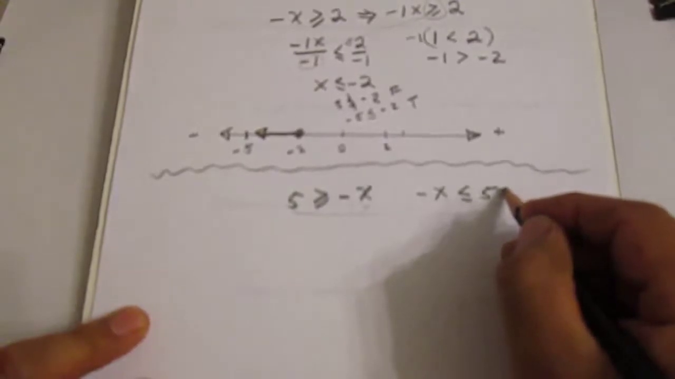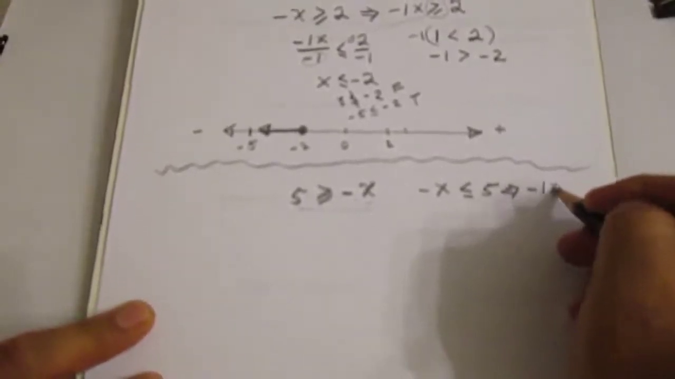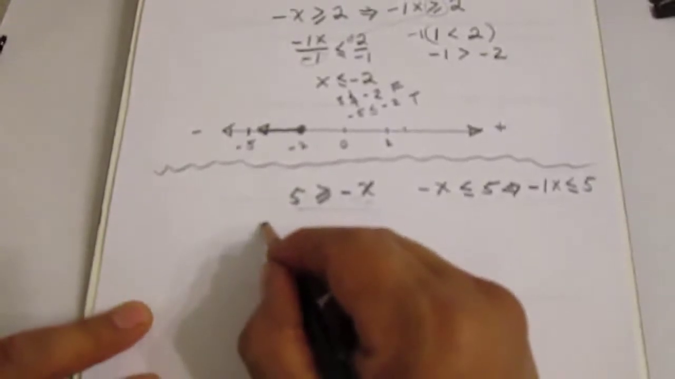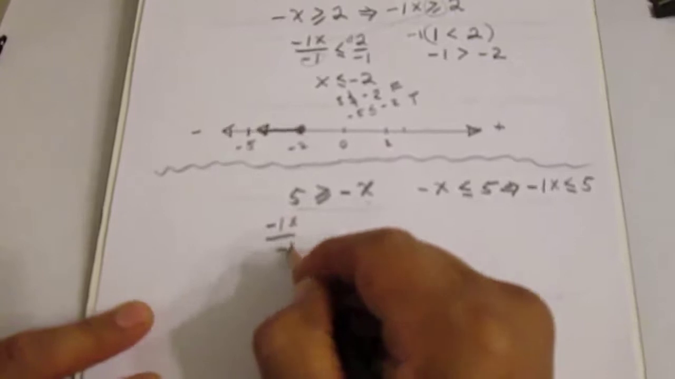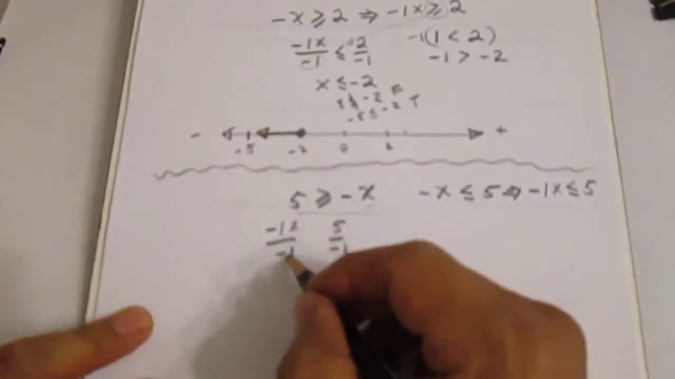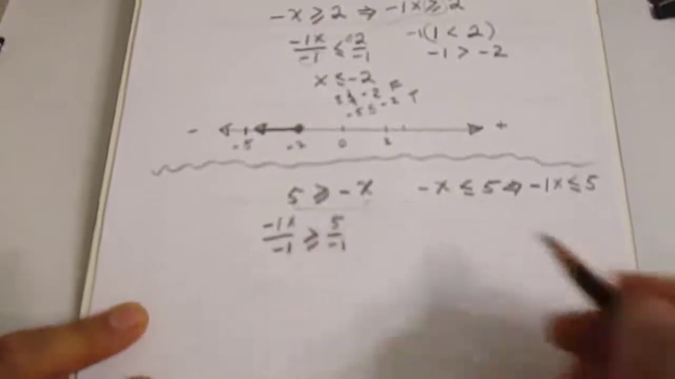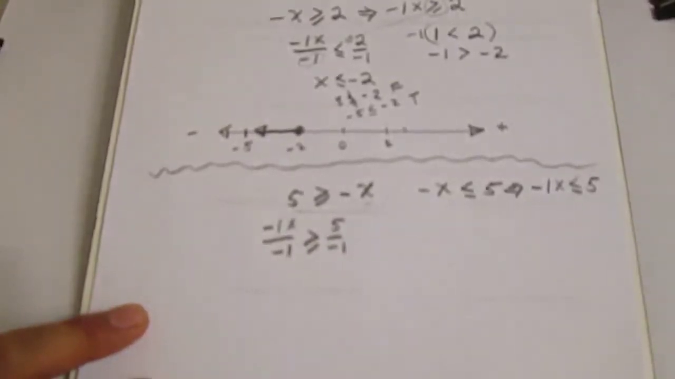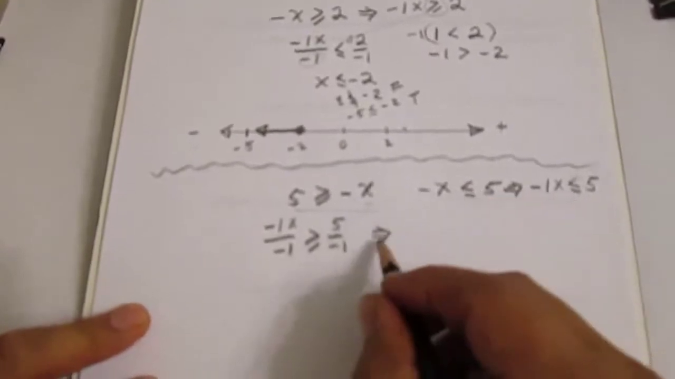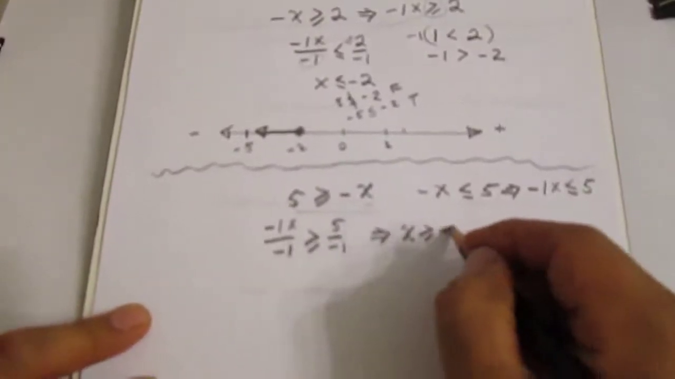So I'm going to rewrite this. It's going to be -1x is less than or equal to 5. Okay, now I'm going to go ahead and do that again. -1x over -1, and then here's 5 over -1. When I multiply by a negative number, then my inequality will flip the other way. See the procedure so far? Okay, so -1 over -1 turns out to be, I like to always put that in there, x, positive x is greater than or equal to -5.